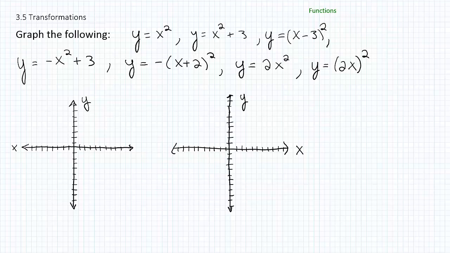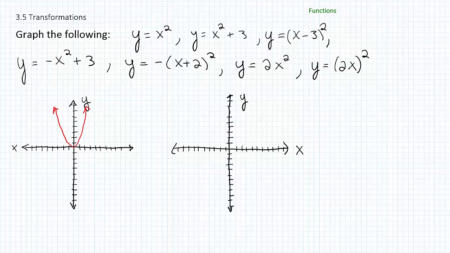Graph the following. All right, in this video, we're looking at several transformations for the graph of y equals x squared. So remember, y equals x squared is basically a parabola, so it would look something on the order of this, right? This is basically what the parabola looks like. So that's the first graph, y equals x squared. It looks like a parabola opening up because the sign in front of the x squared is positive.